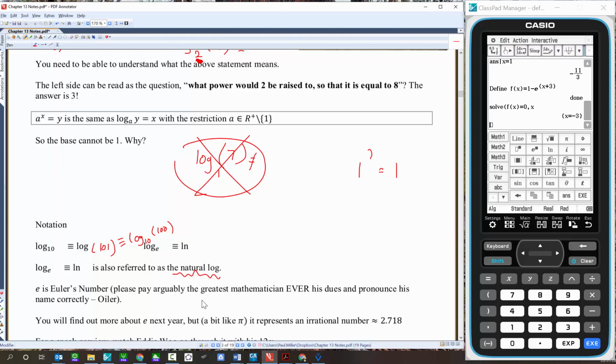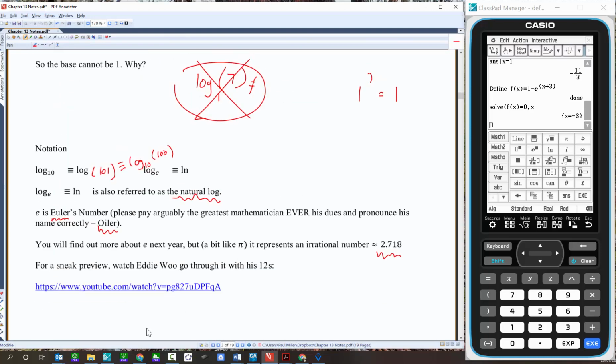He's arguably the greatest mathematician that ever roamed the earth. And to hear his name referred to as Euler, yeah, we don't want to do that. So his name's Euler. All right, that's Euler's number. And we find out a bit more about it next year, but a bit like pi, it's an irrational number, roughly 2.718.